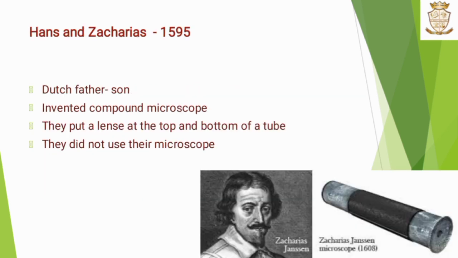So the first one is Hans and Zacharias Janssen's contribution in 1595. They are the Dutch father and son who invented the compound microscope in the late 16th century. Compound microscope means a microscope with two lenses. They put a lens at the top and the bottom of the tube and looked through it. The objects at the other end become magnified. But they did not use this microscope for observing cells.